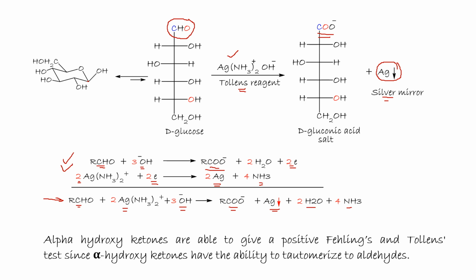Of course, the alpha hydroxyketones also are able to give positive Fehling and Tollens. Why? Because we mentioned before that the alpha hydroxyketones have the ability to tautomerize to aldehyde in presence of base. So under the reaction condition, the alpha hydroxyketones will transfer to aldehyde, and then the aldehyde will be oxidized to carboxylate, reducing the Tollens reagent to form silver mirror.